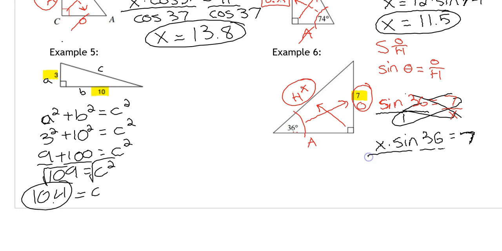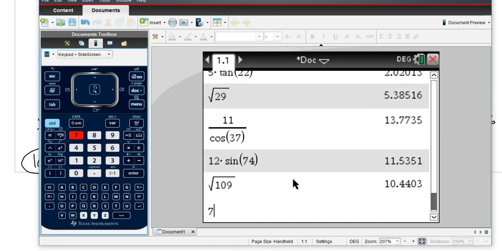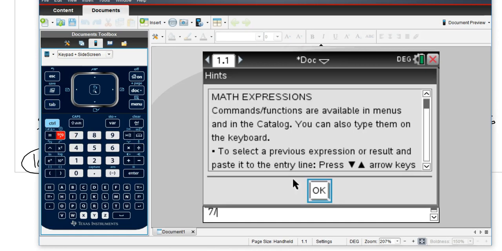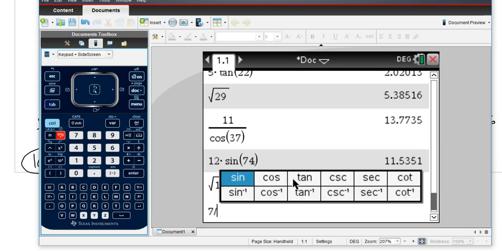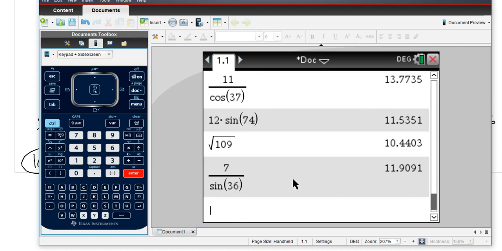And then, since it's multiplication, I'm going to do the opposite. I'm going to divide by the sine of 36 on both sides. So x equals, and then I'm just doing 7 divided by the sine of 36 in my calculator. So 7 divided by the sine of 36, and I get 11.9.